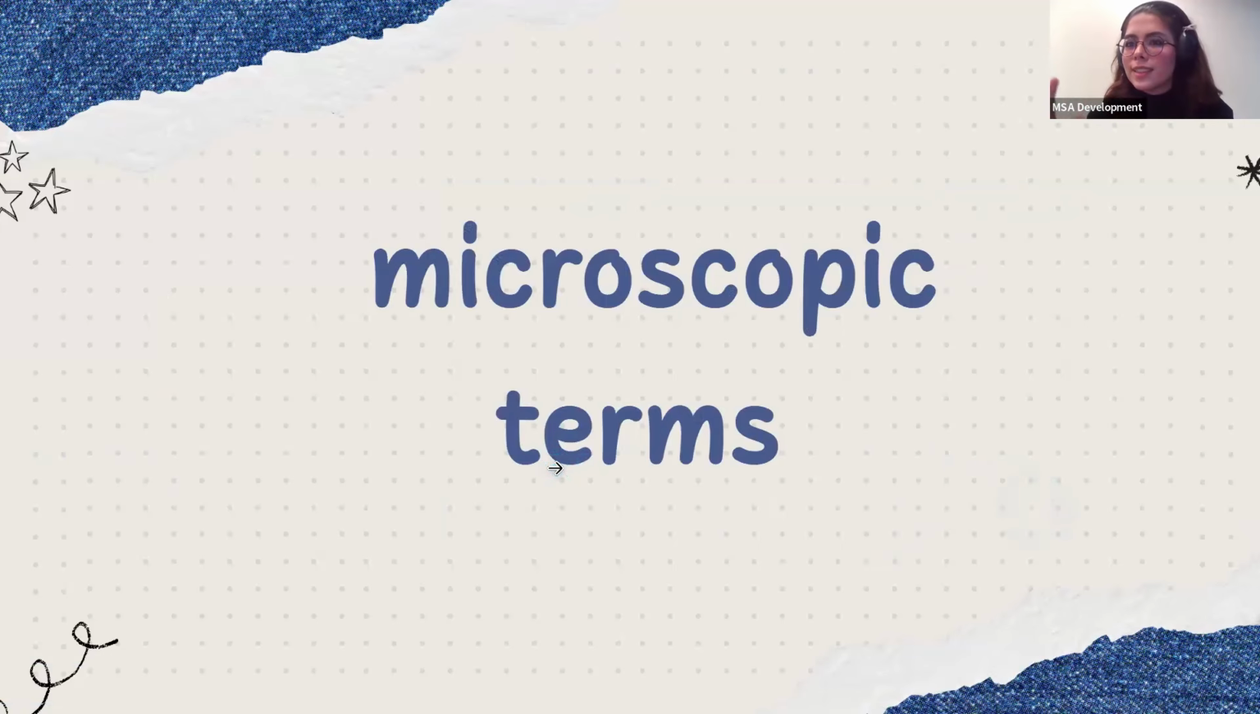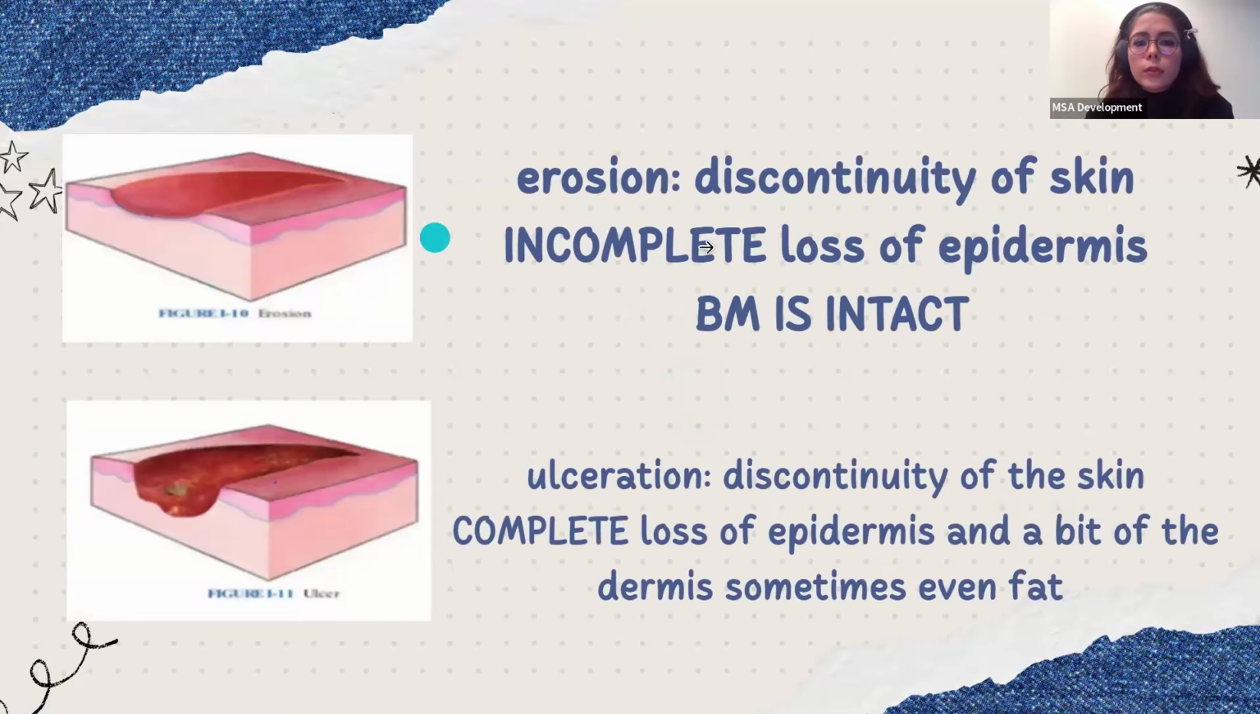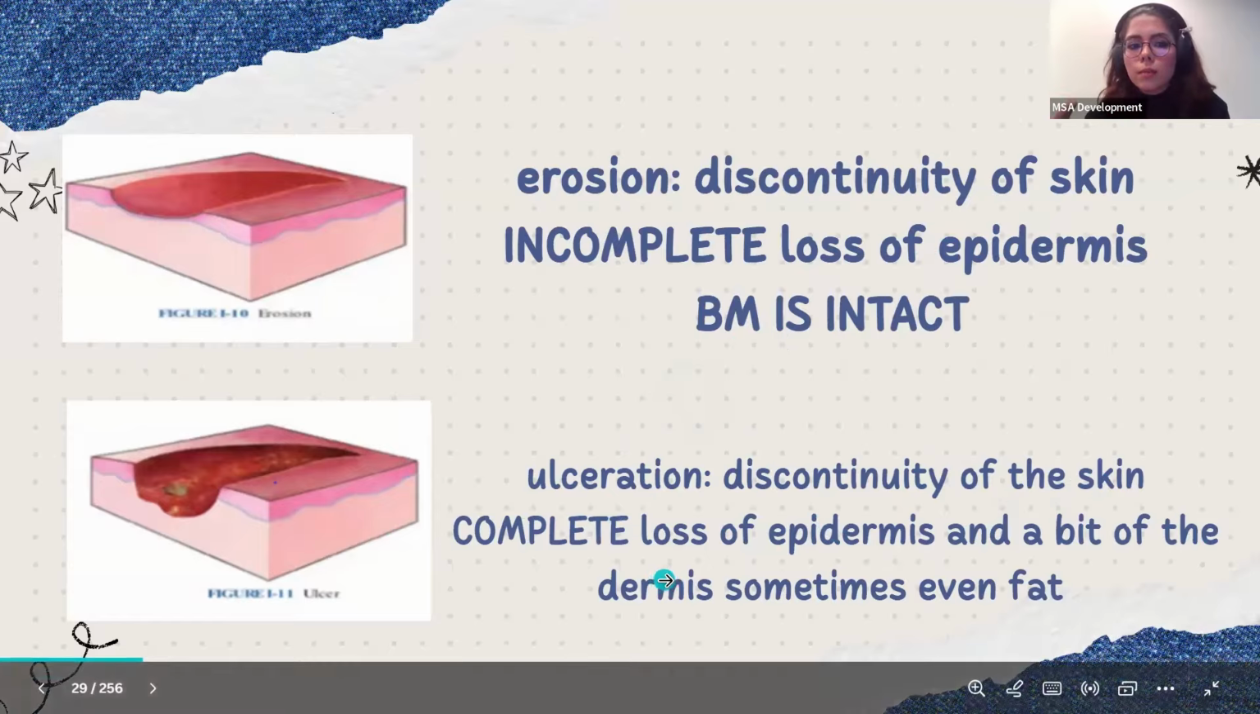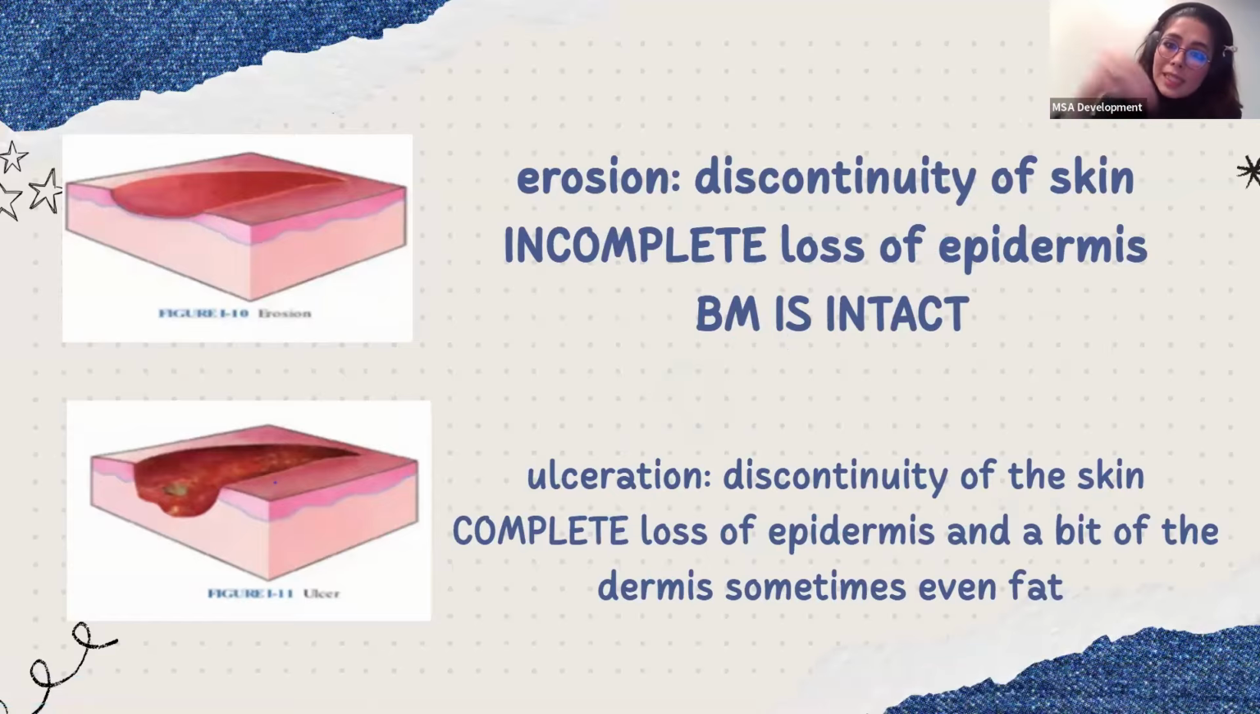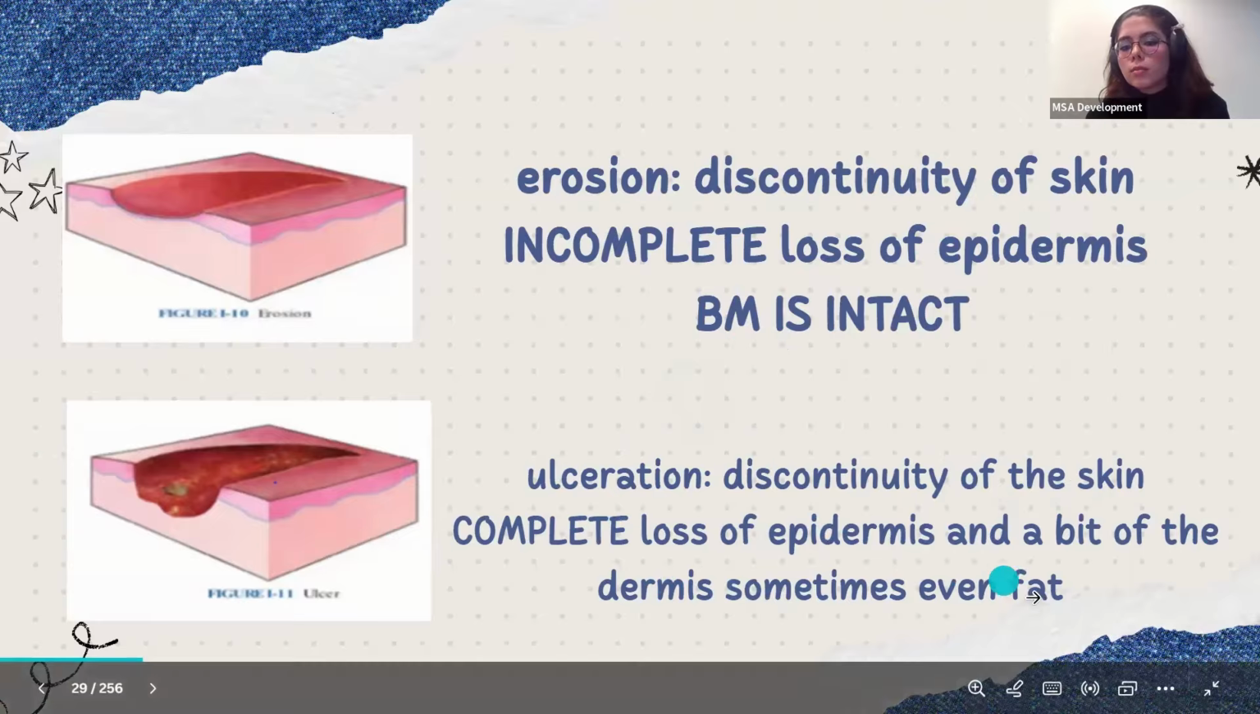Microscopic terms, the tiny ones, the histology. You have erosion. It's discontinuity of the skin, incomplete loss of epidermis. The basement membrane is intact. Ulceration is discontinuity of the skin, complete loss of the epidermis. We're going deep, deep in, and a bit of the dermis, even fat in the subcutaneous tissue.